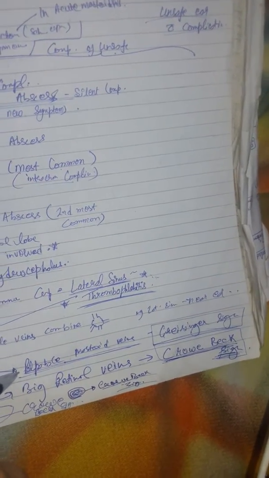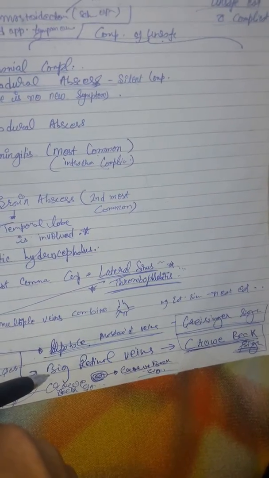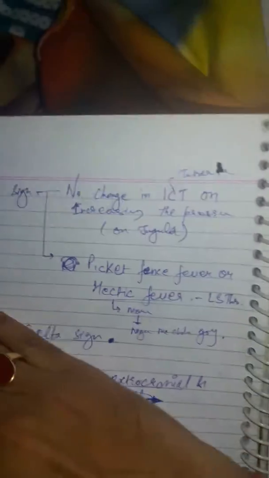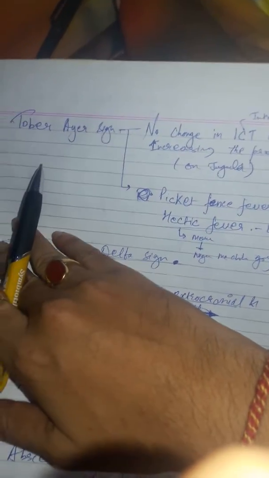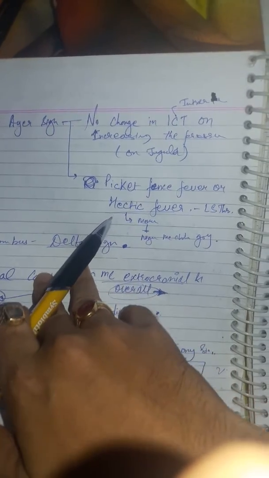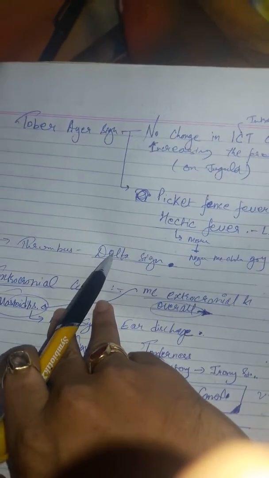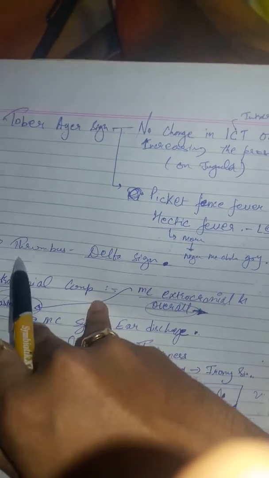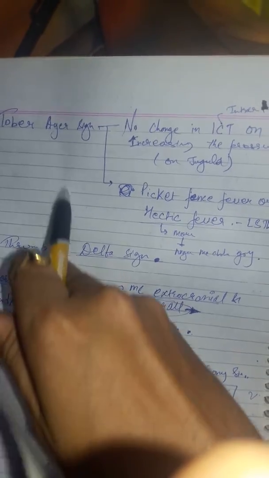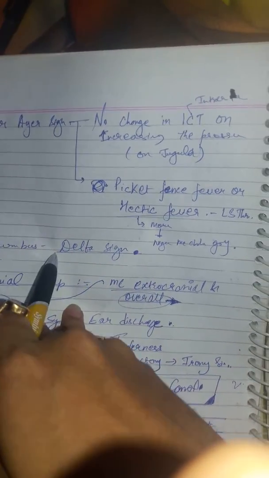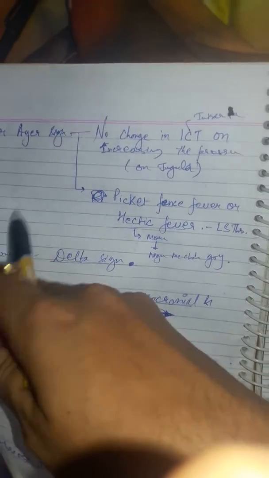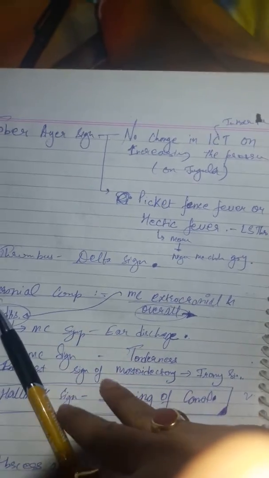Another take-home message is lateral sinus thrombophlebitis, in which we see Griesinger's sign, that is the palpable mastoid veins, Crowe-Beck sign, that is the big retinal veins on ophthalmoscopy, Tobey-Ayer sign, that is no change in ICT on increasing the pressure, and picket fence fever or hectic fever, and the CT sign, that is the delta sign, where a thrombus forms a delta-shaped structure on the CT scan. We can see this in lateral sinus thrombosis. So do remember these points. It's a very important and frequently asked topic. Thank you.